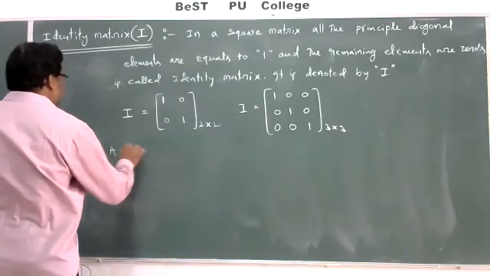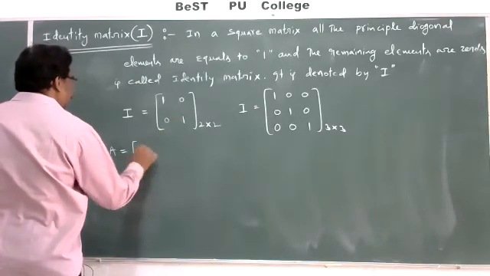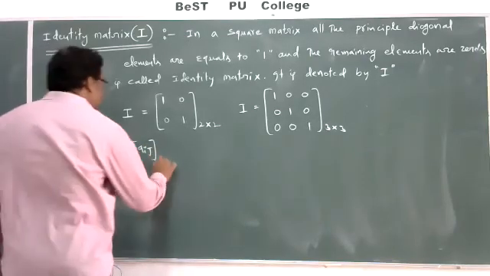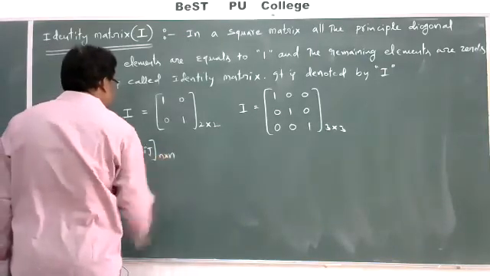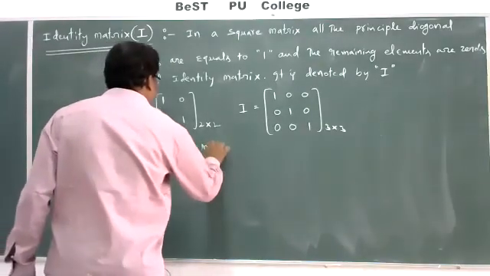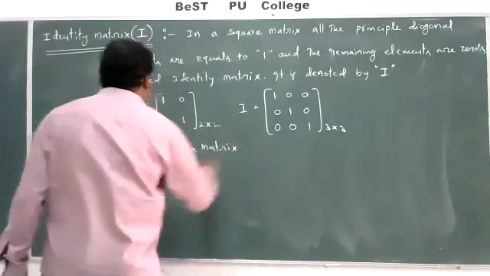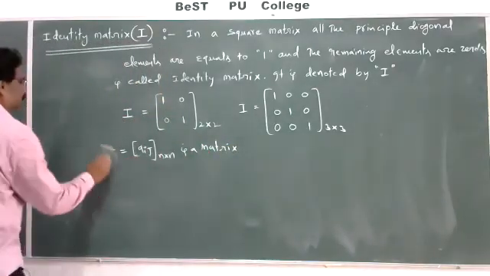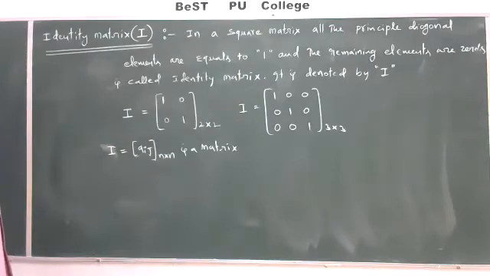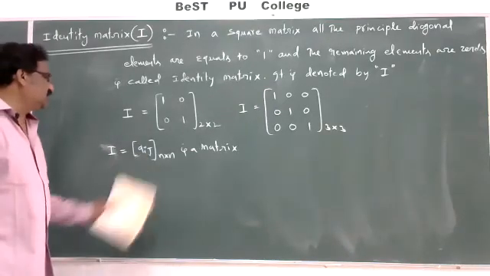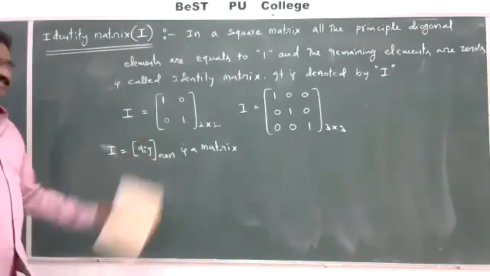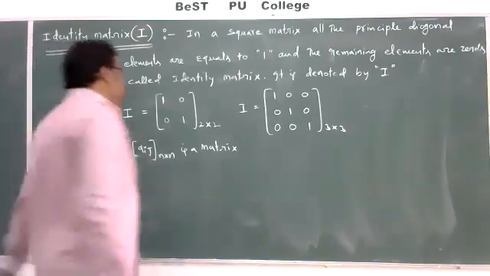Capital A is equal to Aij, n by n, is a matrix. Consider capital I is equal to Aij, where i is the rows and j is the columns, and the order is n by n. That is a square matrix. A square matrix has equal rows and equal columns.